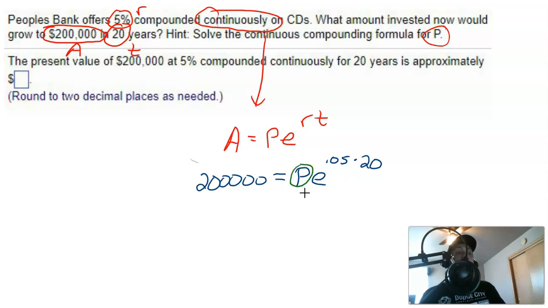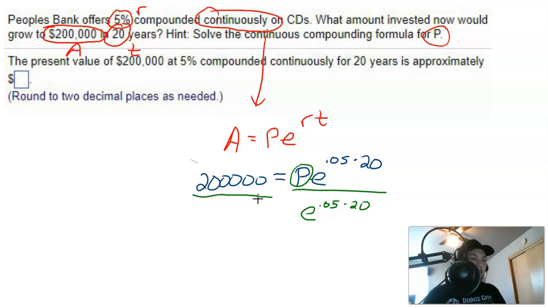We're looking for P. So to get P by itself, it's being multiplied by this expression. So to get rid of it, we will divide it to the other side. So we're going to divide by E to the 0.05 times 20. I'm sorry, I keep hitting this setup here. I will not wear a hat next time. E to the 0.05 times 20. Divide that to the other side, right? So it cancels it out over here.